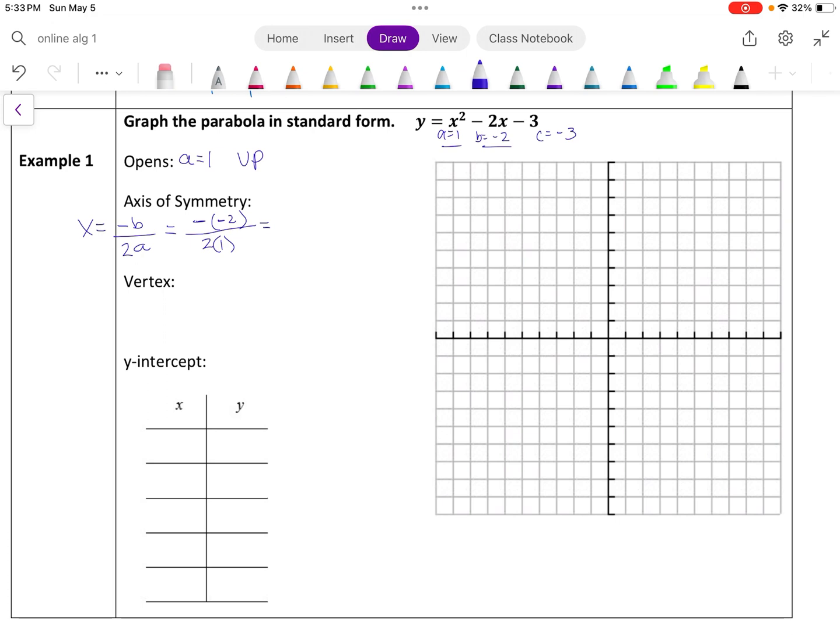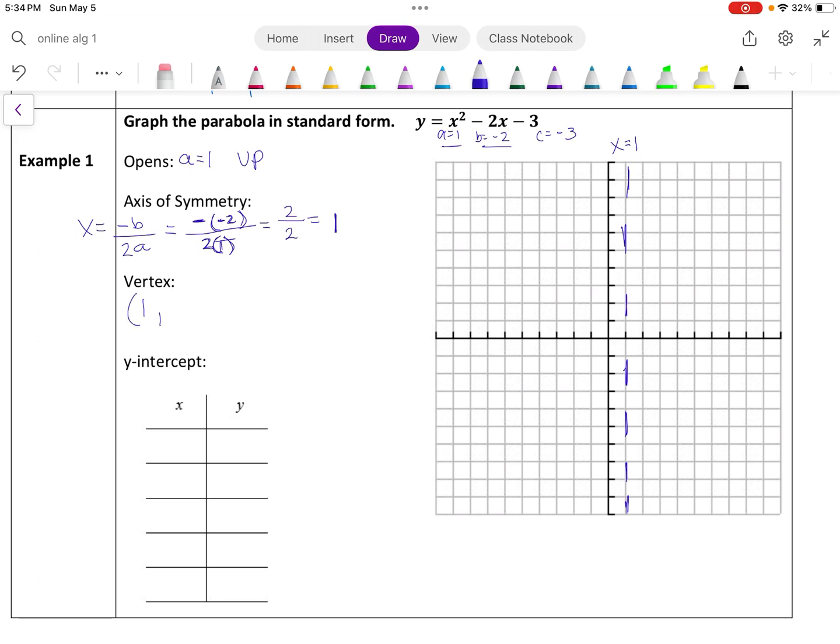And now I simplify. So I'm going to simplify the numerator and then the denominator, and then I'm going to divide. So I know that a negative times a negative 2 is really a positive 2. In my denominator, I know that 2 times 1 is a positive 2. And I know that 2 divided by 2 is a positive 1. Hey, there's my axis of symmetry. And I'm actually going to graph that. Here is what an axis of symmetry of positive 1 would look like. That's the line where x is always equal to 1.